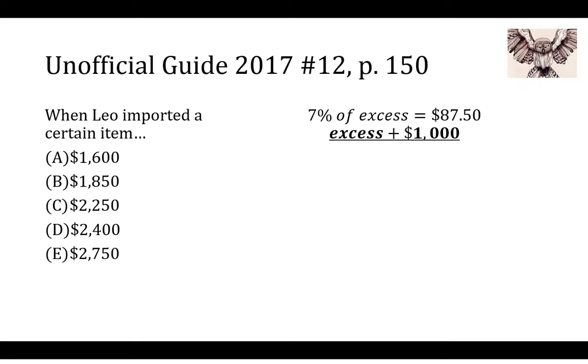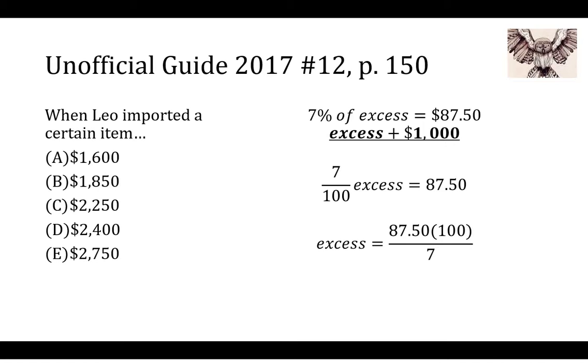Now, we need 7% of something equals 87.50. And on the GMAT, fractions are easier to work with than decimals because you don't have a calculator at hand. So we'll just write 7% as 7 over 100. So 7 over 100 times the excess is 87.5. Now, we multiply by the reciprocal, doing some basic algebra here. We get the excess equals 87.50 times 100 over 7.